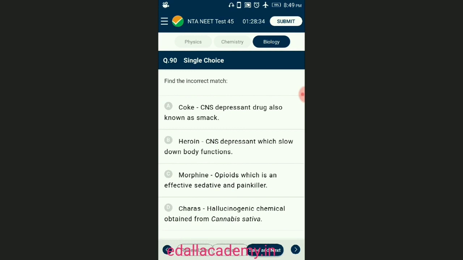Question number 90, the last question. Find the incorrect match. Cocaine is a central nervous system stimulant drug obtained from Erythroxylum coca, a plant, and it is also known as coke or crack. Heroin is chemically diacetylmorphine and is an opioid. It is also known as smack or brown sugar. It is a central nervous system depressant that slows down body functions. So the answer for this question is option A. Coke, a central nervous system depressant drug also known as smack. So that is the incorrect statement from the given four statements.